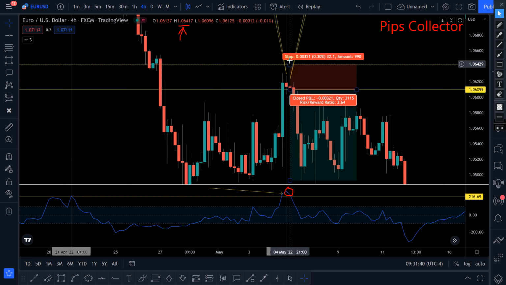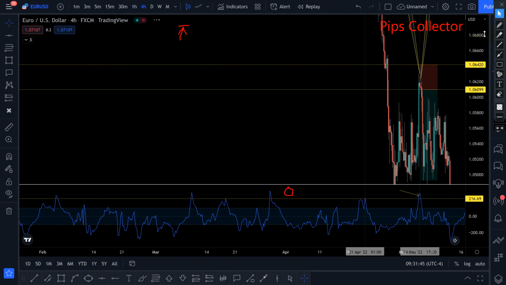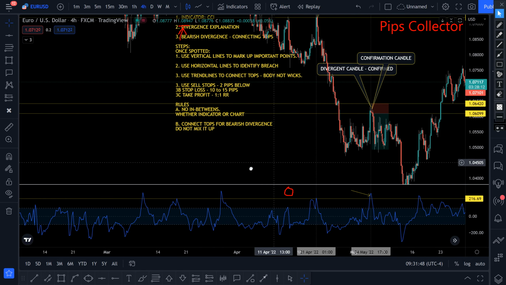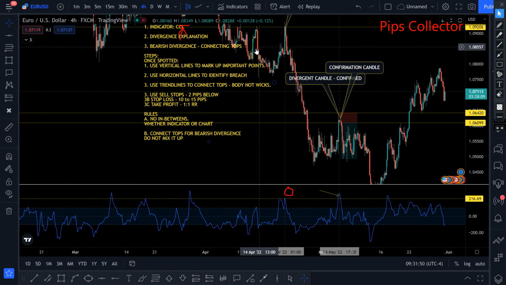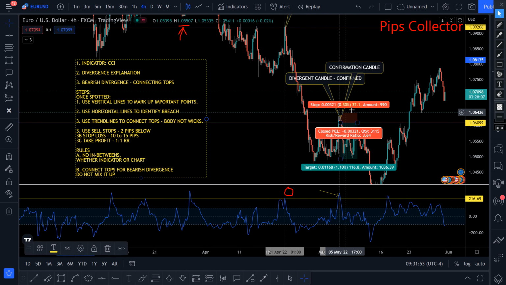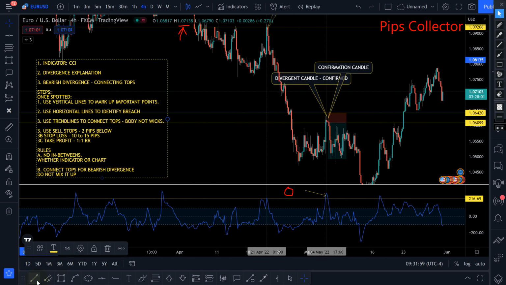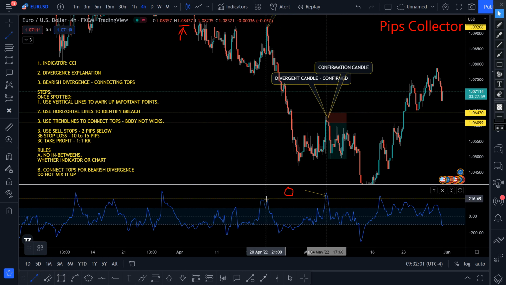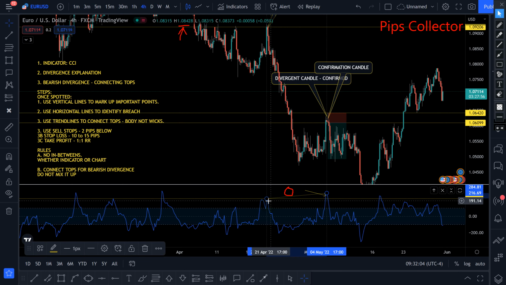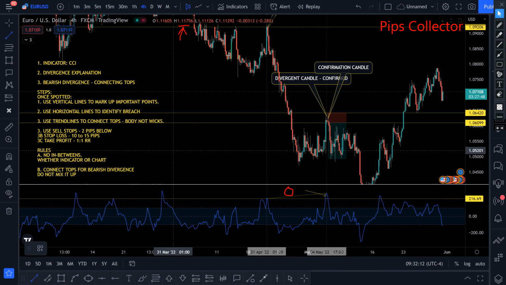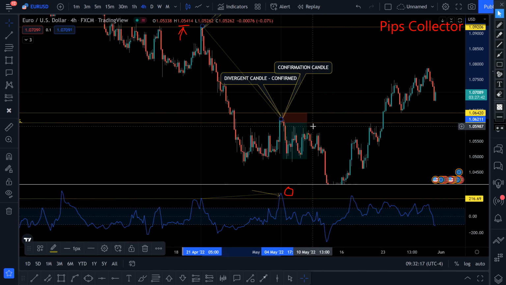Then you want to go up 10 pips. Let's go to our formula again. We've gotten our primary point, vertical lines. We've gotten the secondary point. Now you can use a trend line to know that, okay, look at divergence. On the indicator it is going upwards. On the chart, price is coming downwards.